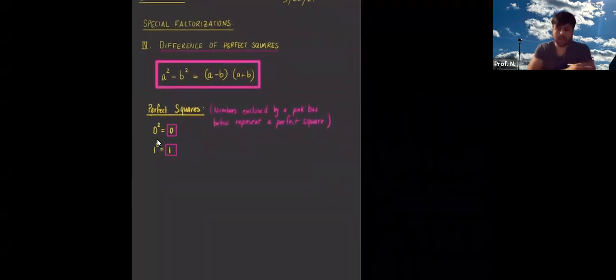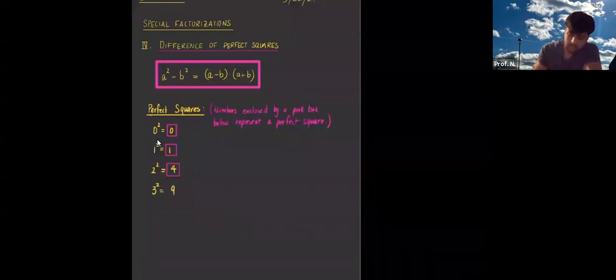And so 0 is a perfect square, 1 is a perfect square, 2 is not a perfect square, but when we square 2, we do get a perfect square, and that's 4. And we can just continue on this list. 3 squared, we get 9. I know many of you might be familiar with these numbers here. 4 squared, 16. 5 squared, 25.